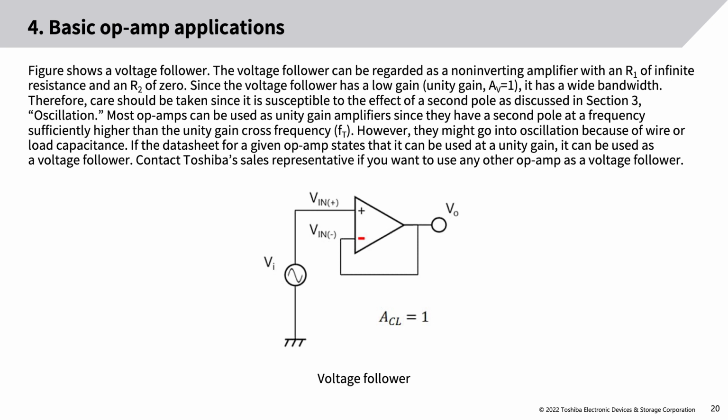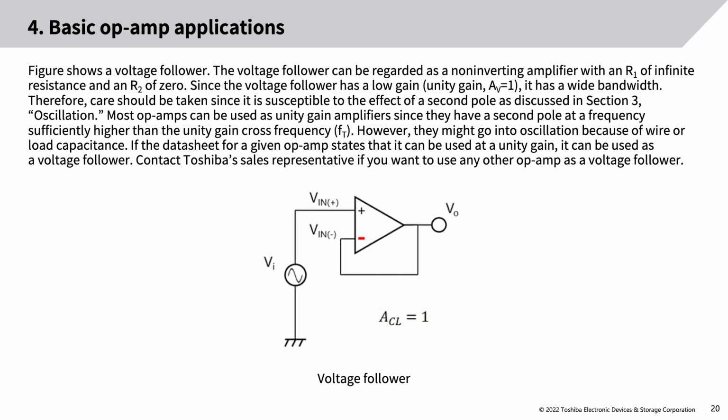Figure shows a voltage follower. The voltage follower can be regarded as a non-inverting amplifier with an R1 of infinite resistance and an R2 of 0. Since the voltage follower has a low gain, unity gain, AV equals 1, it has a wide bandwidth. Therefore, care should be taken since it is susceptible to the effect of a second pole as discussed in section 3, oscillation. Most op-amps can be used as unity gain amplifiers since they have a second pole at a frequency sufficiently higher than the unity gain cross frequency, FT.